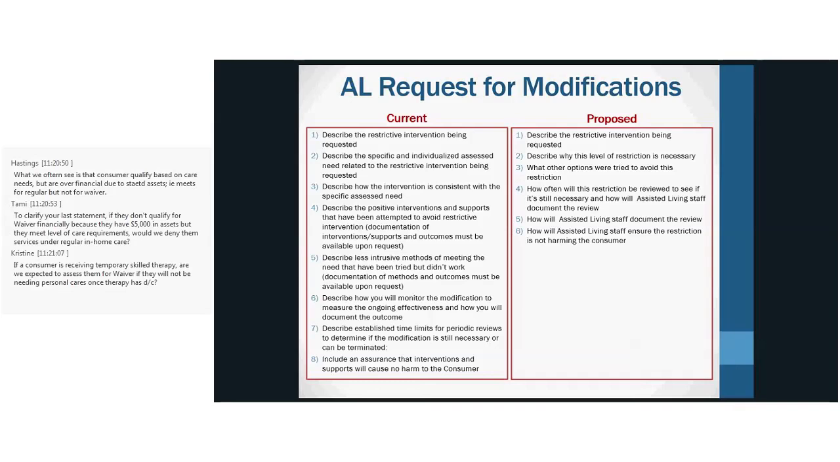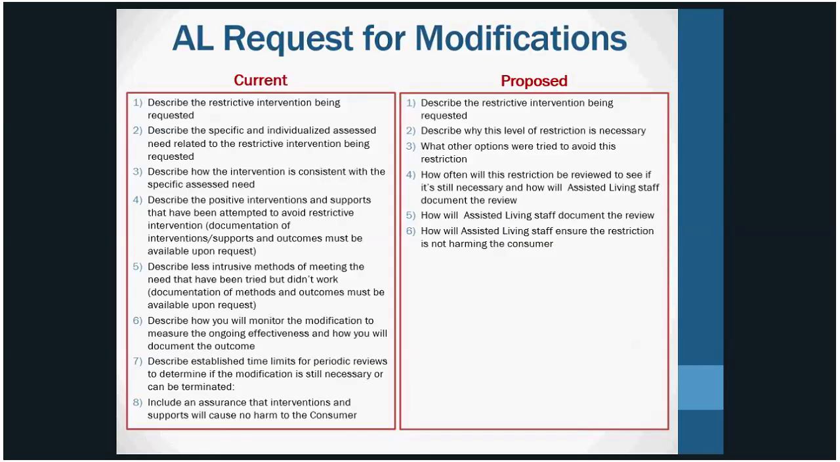The next one, to clarify your last statement, if they don't qualify for waiver financially because they have $5,000 in assets, but they meet level of care requirements, would we deny them services under regular in-home care? No, just if they meet the level of care for waiver, but they refuse to file a Medicaid application. If they filed a Medicaid application and we've confirmed they're not eligible, then of course we would provide in-home services.